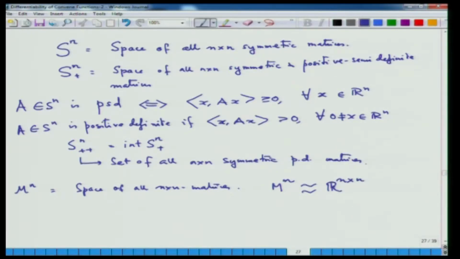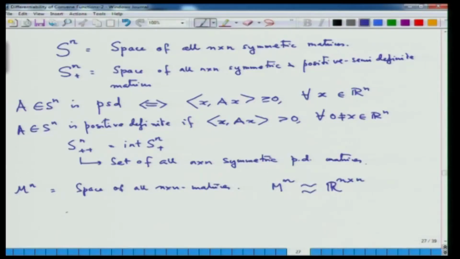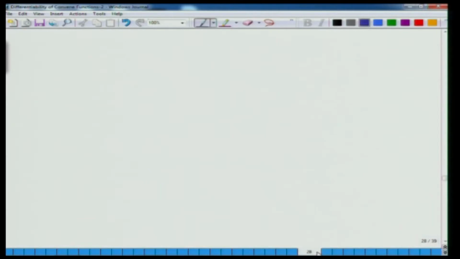So how do we do it? This is done by something called the Vec operation. So what is this Vec operation? The Vec function. These are some things you have to know about matrices in the beginning to truly appreciate the beauty of semidefinite programming. So let us look at this one. What is the Vec operation?